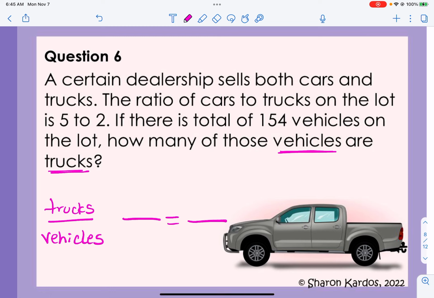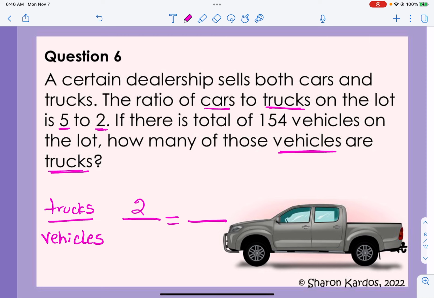So now I have my labels. I have to pick out my 3 numbers and my variable. So it says the ratio of cars to trucks. So that tells me that the cars is 5 and the trucks are 2. So I'm going to put a 2 here.